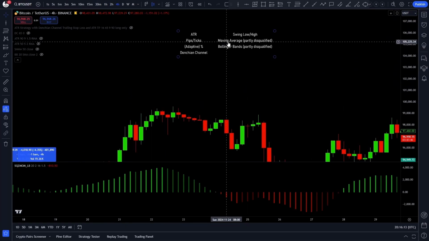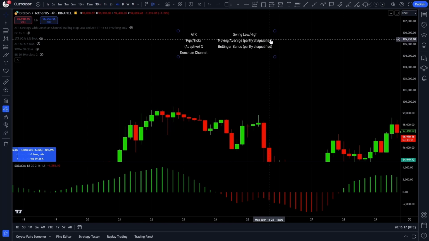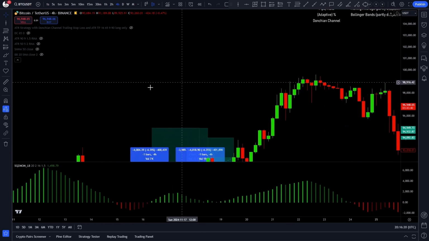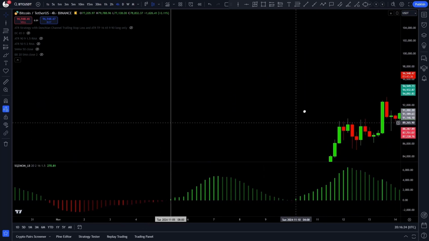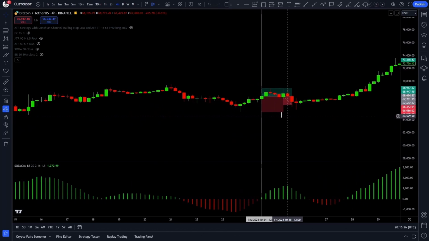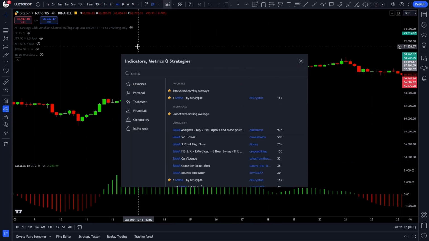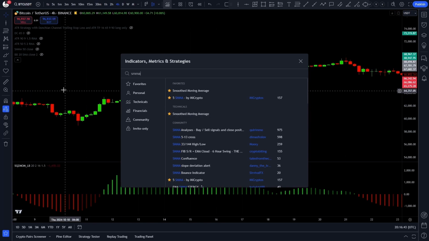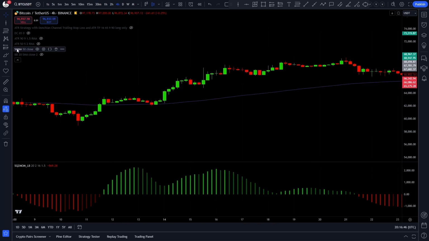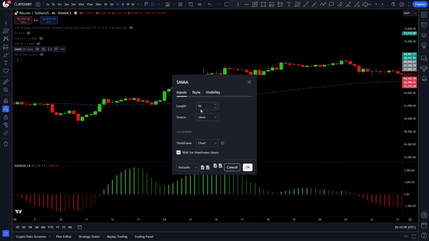Moving on, the next stop loss is the moving average based stop loss, which is partially disqualified. So let's talk about that a bit. For that stop loss, I am using the SMMA or the RMA. Open up the indicators tab and type in SMMA. The SMMA and the RMA are the same, they are just named differently. Add the smoothed moving average to your chart, this one. I already did that, and here it is. I set it to a 50 length, so now let's use it with a 50 length.